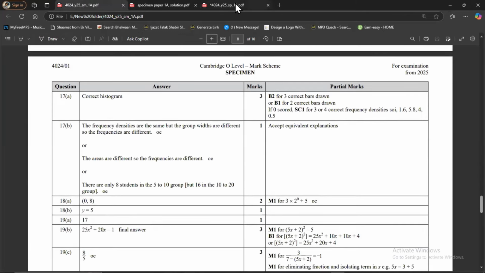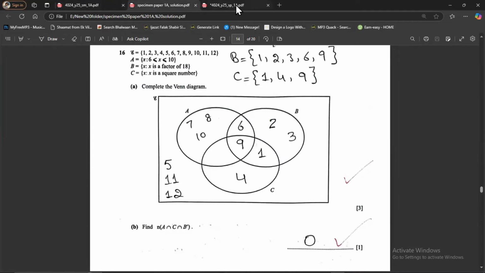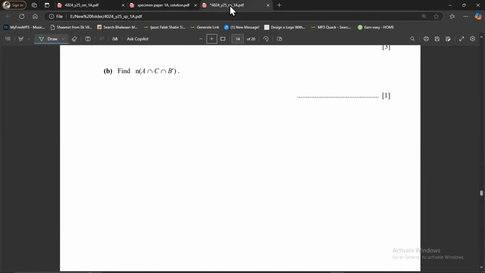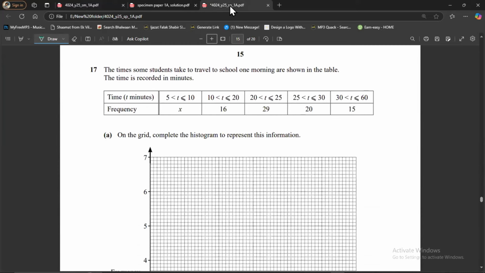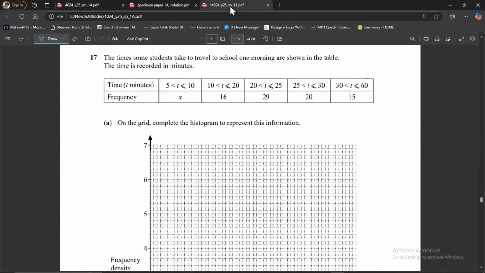Okay, so now we are going to the next question, question number 17. It says the times some students take to travel to school one morning are shown in the table. The time is recorded in minutes. So from 5 to 10 minutes, 10 to 20 minutes, 20 to 25 minutes, 25 to 30 minutes, 30 to 60 minutes, the frequency is X, 16, 29, 20, 15.